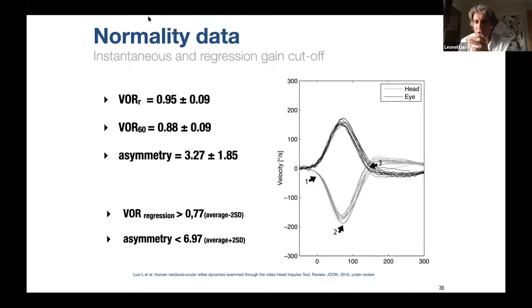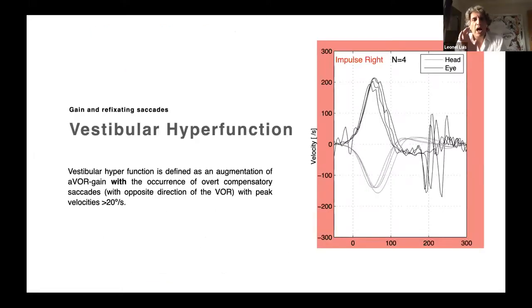This, for instance, is the normality data for my lab. Very important, look at the asymmetry rate between sides, about 3%. So we consider it normal in our lab up to 7% difference between sides. Now think about what you consider normal when you're using calorics as a way to evaluate vestibular function. So about 22-23%, right? So regarding vestibular hypofunction, again, the same thing.